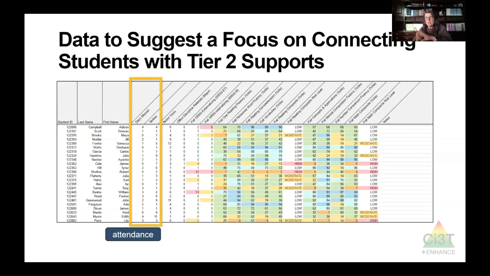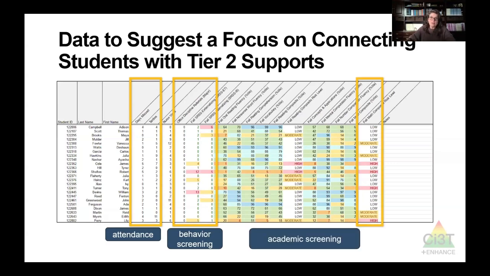Attendance, like how many days have they missed? How many times have they been tardy? How much are they present? What's it looking like in terms of the number of office discipline referrals they've earned? What's their internalizing or externalizing scores? What are they doing in terms of math performance? Like, are they meeting expectations, exceeding it? Are they below benchmark? And the same for reading.